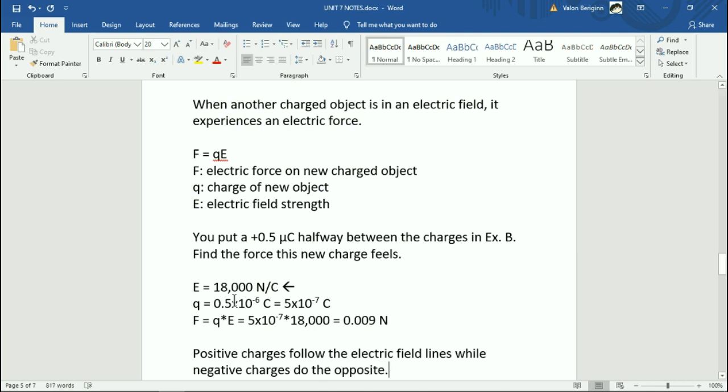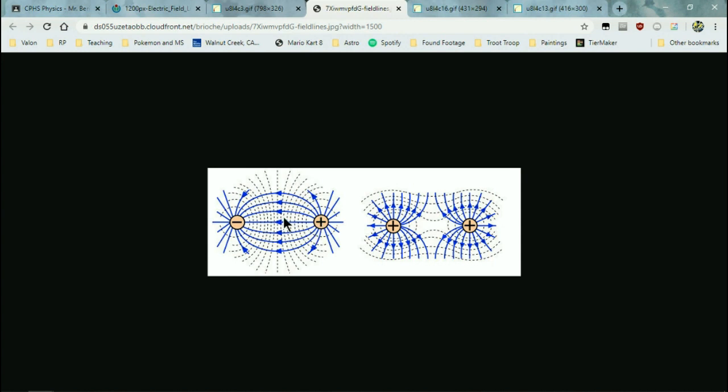Okay, so this field was 18,000 newtons per coulomb to the left at this position, which means this force is 0.009 newtons to the left. And think about this for a second, just conceptually. Again, this is our example, and we put a positive charge right here. Which way is it going to go? It's going to go away from the positive charge and towards the negative charge. It's going to go to the left. Conversely, if this was a negative charge that I put right here, it would do the opposite of the arrow, in which case the negative charge would want to go towards the positive charge.